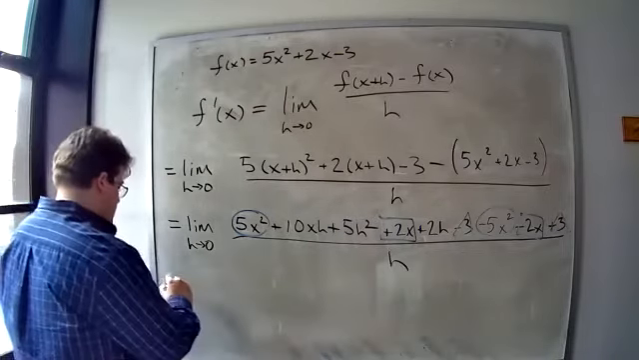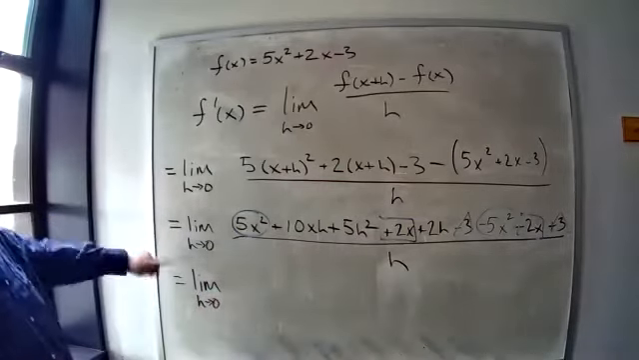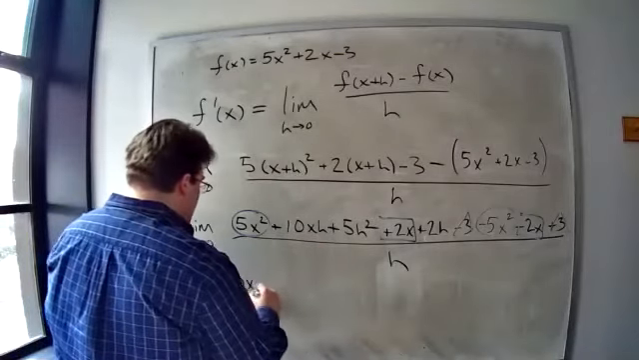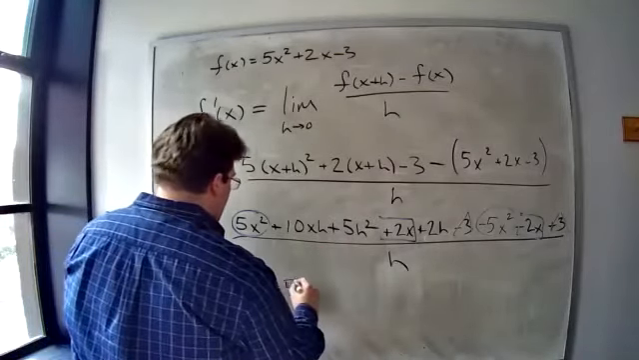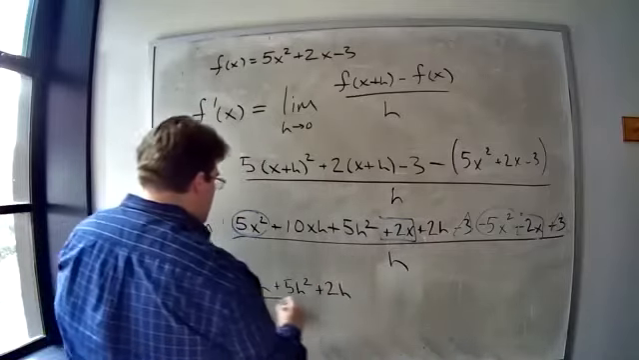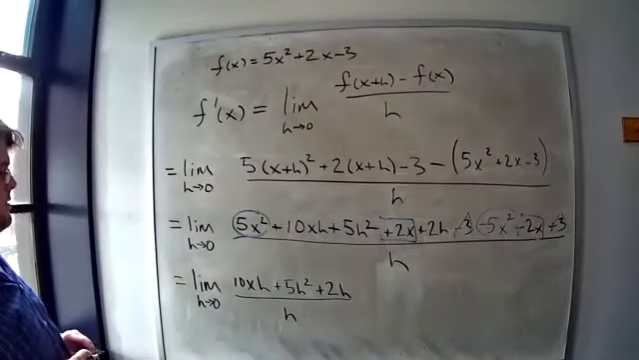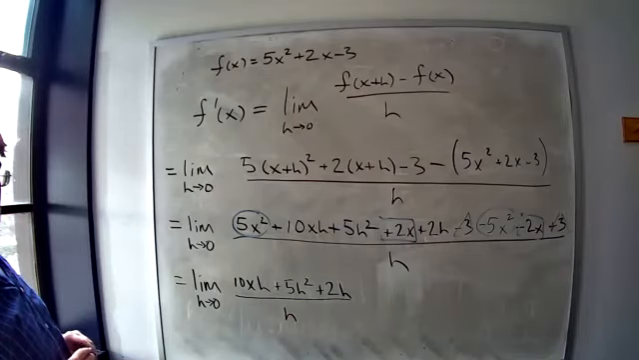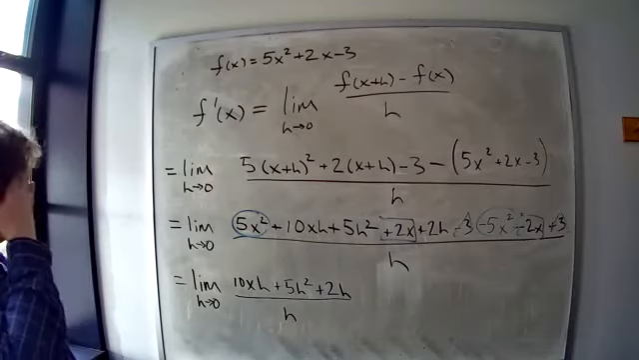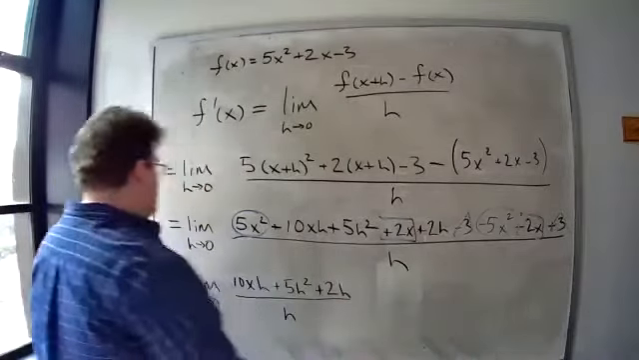And what are we left with? Notice we still haven't taken the limit. What are we left with? Well, on the top, we're left with 10xh. We're left with 5h squared. We're left with 2h. And in the denominator, we still have that h there. Any questions about that step in simplification? So everything up there, all these 6 terms added to 0, left with this.